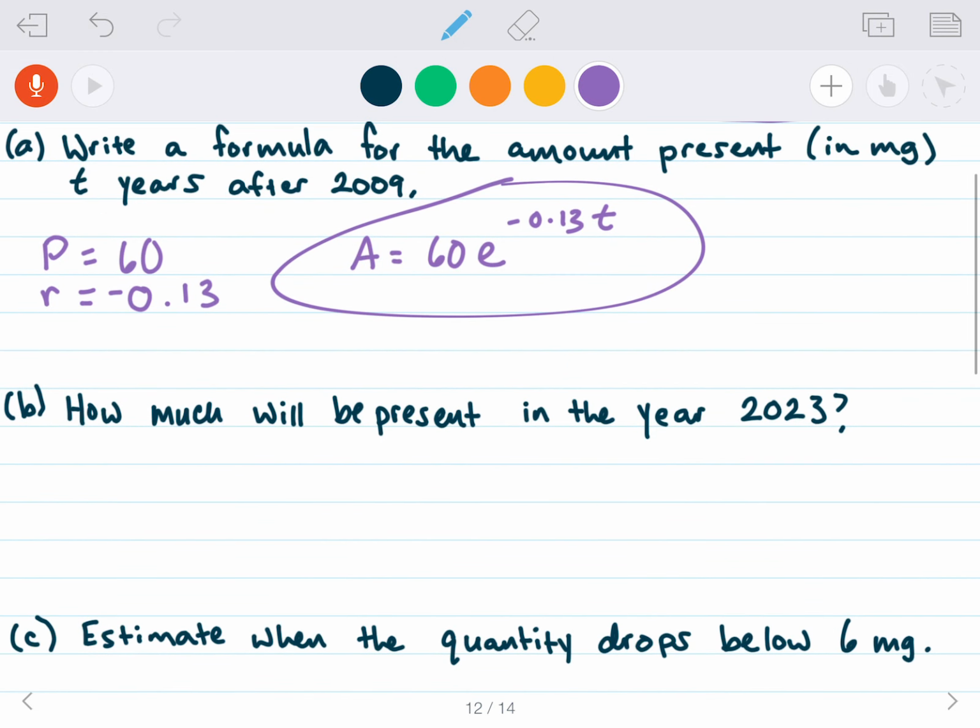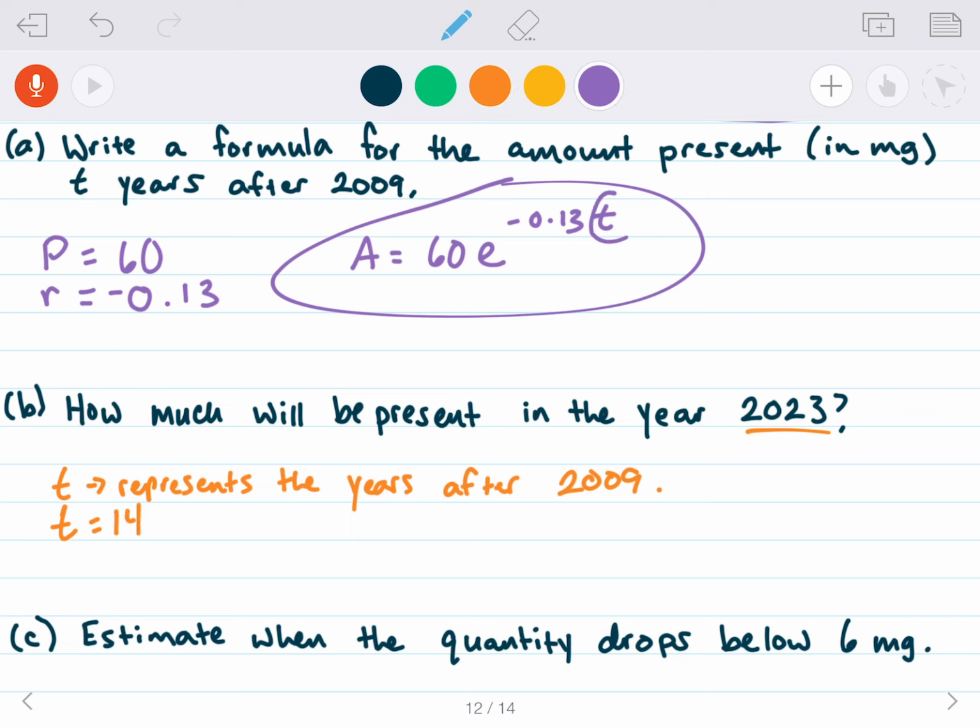Okay, so the next question says, how much will be present in the year 2023? Well, remember, t represents the years after 2009. So how many years after 2009 is 2023? That's going to be 14, right? So t is equal to 14 in this case. And all we do is plug that value into our function right here. So we have 60 e to the negative 0.13 times 14.